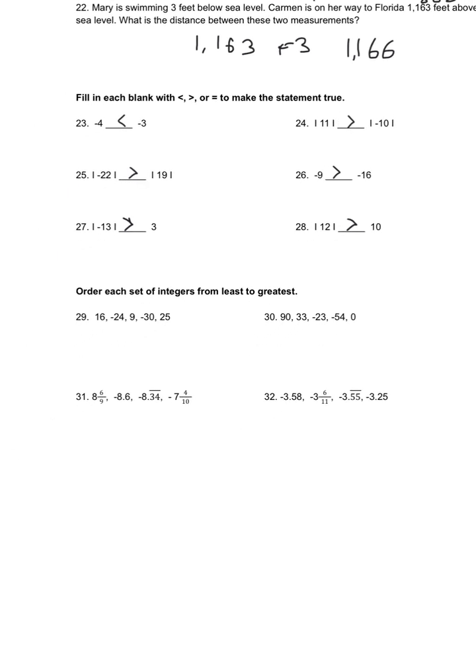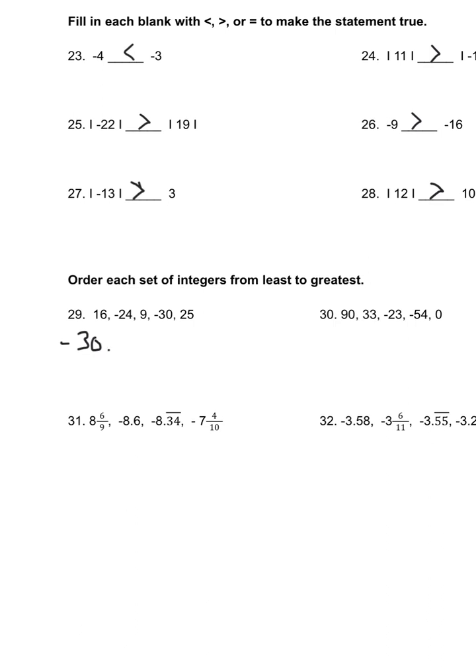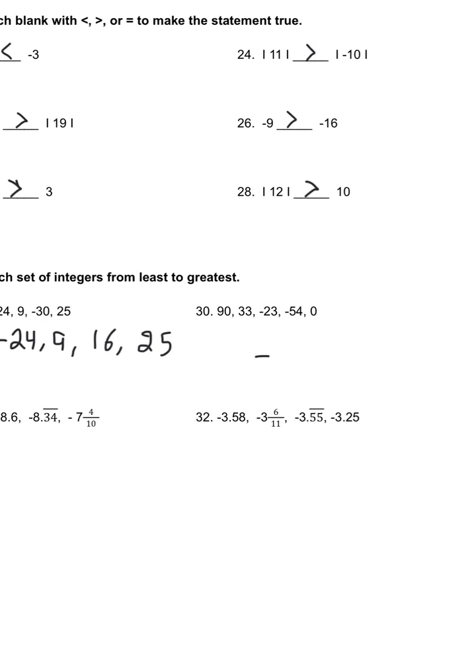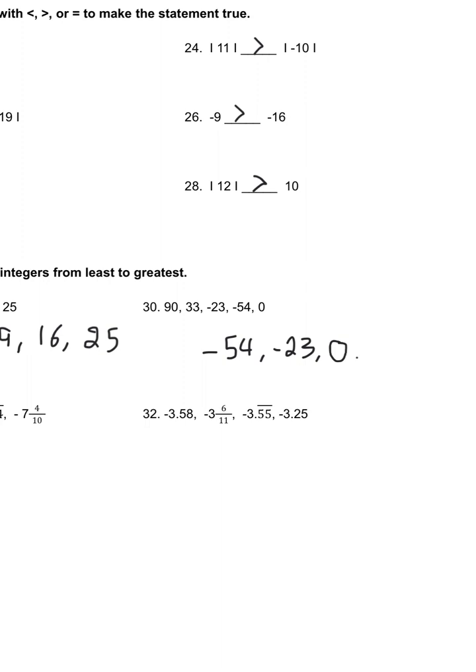Ordering our sets of integers, number 29 and 30. The bigger the negative, the lower the number. So -30 is going to be first. It's the least. Then -24. Then 9, 16, and 25 is the greatest. Number 30, -54 is the smallest, followed by -23, 0, 33, and 90.